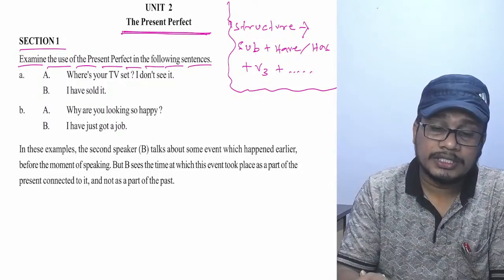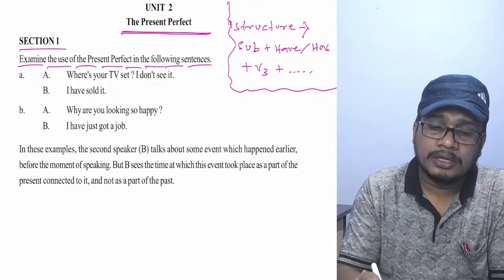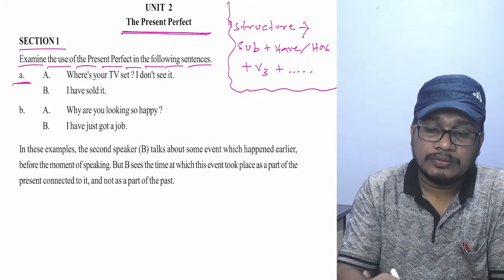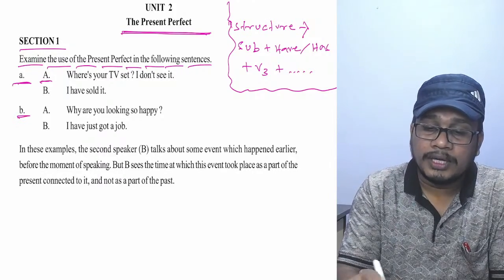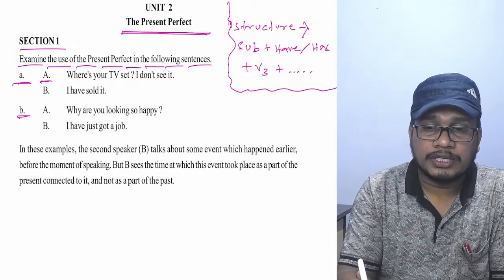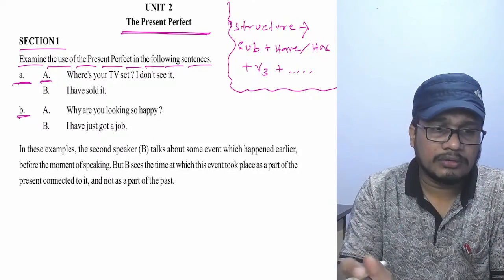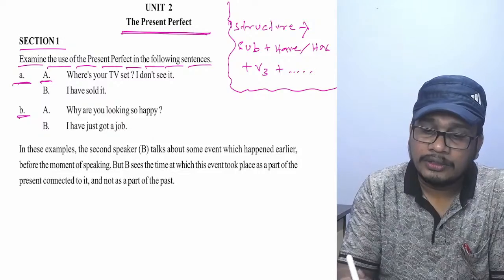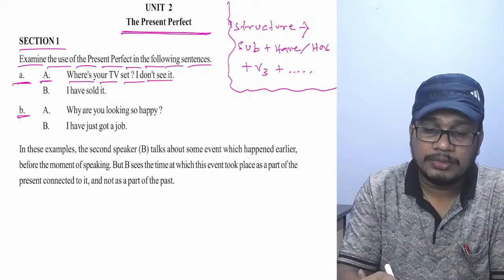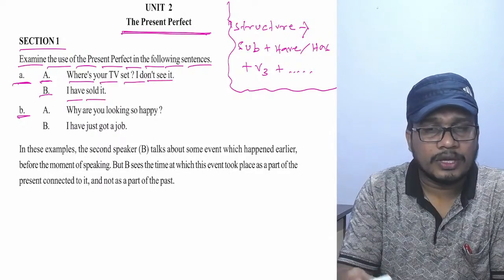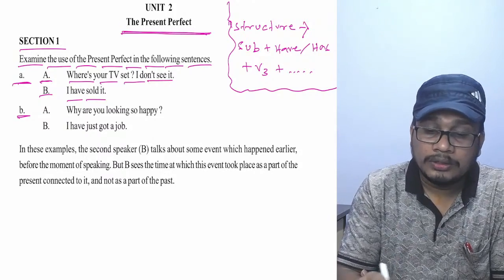Now we will see how the present perfect tense is used in the given context. In the following examples, two sets of sentences are given, A and B. A says, where is your TV set? I don't see it. Then B replies, I have sold it. I have already sold my TV set.